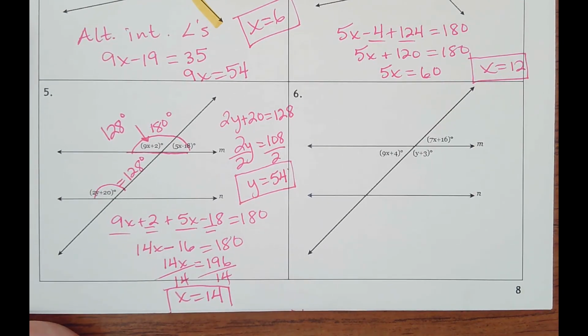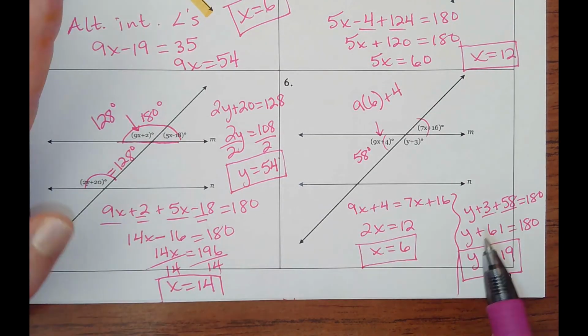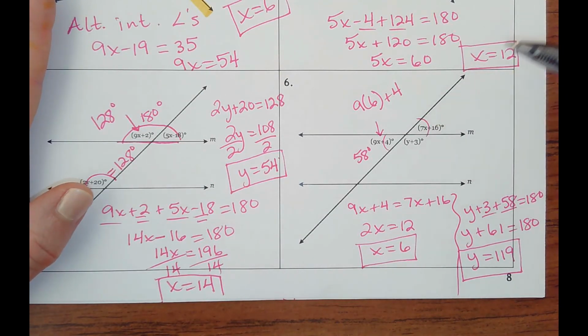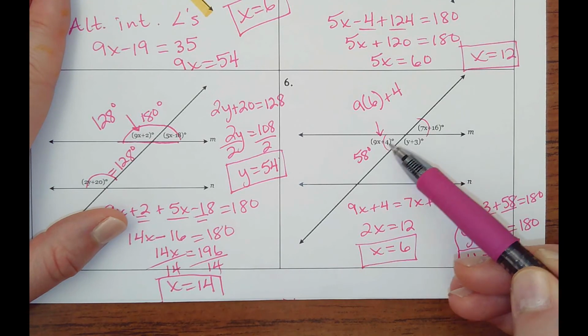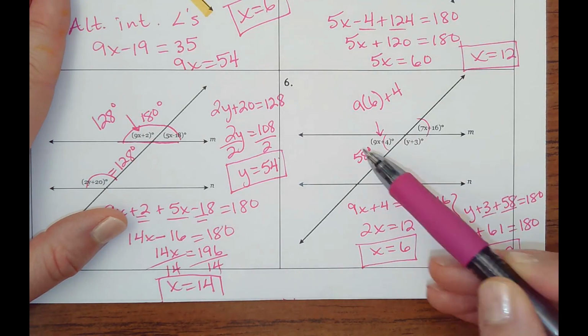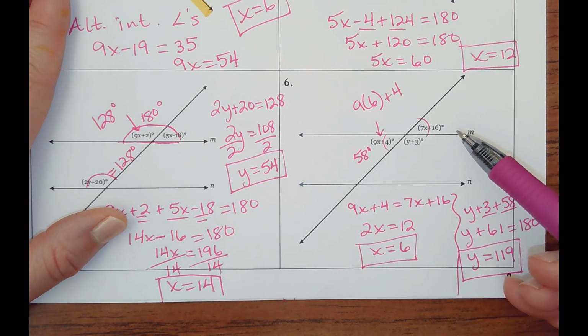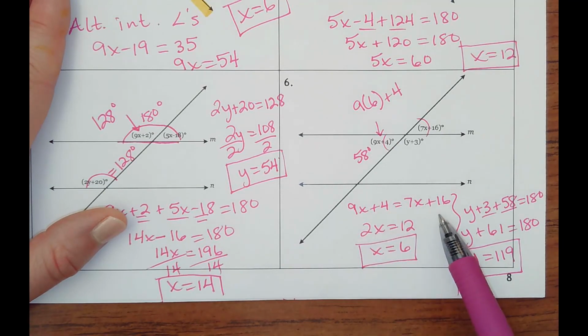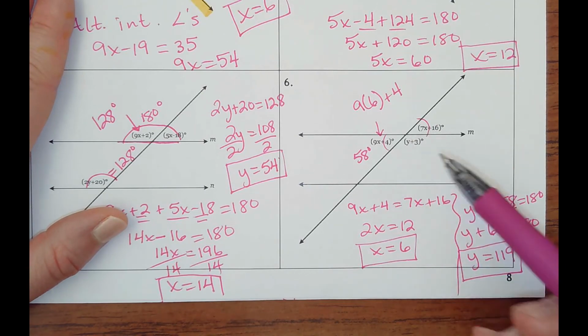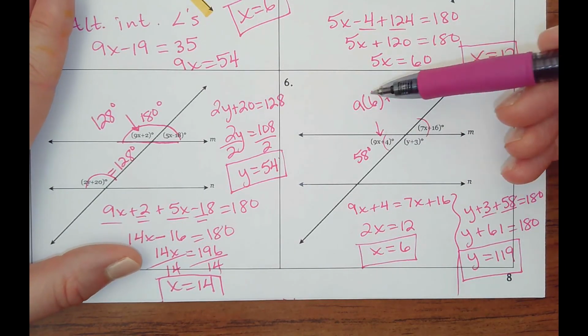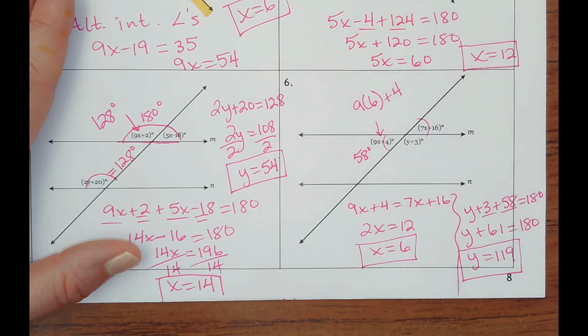Okay, go ahead and pause and try number 6. On number 6, I looked at the two expressions with x. They are across from each other on this x where these lines are intersecting. Those are vertical angles, so they should be set equal to each other and solve. You get x is 6. Pick one of the expressions to plug that into. It doesn't matter, they'll be the same. I picked this one, so 9 times 6 is 54 plus 4 is 58.